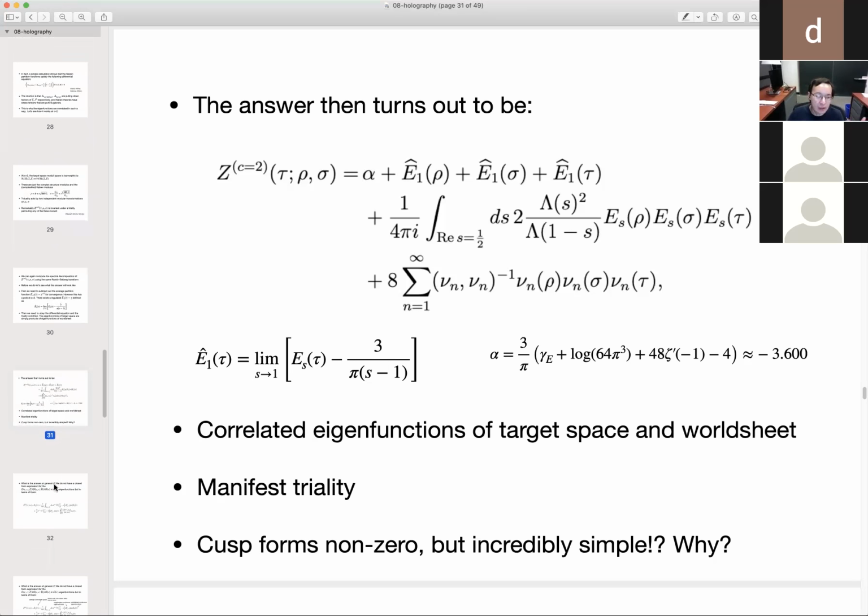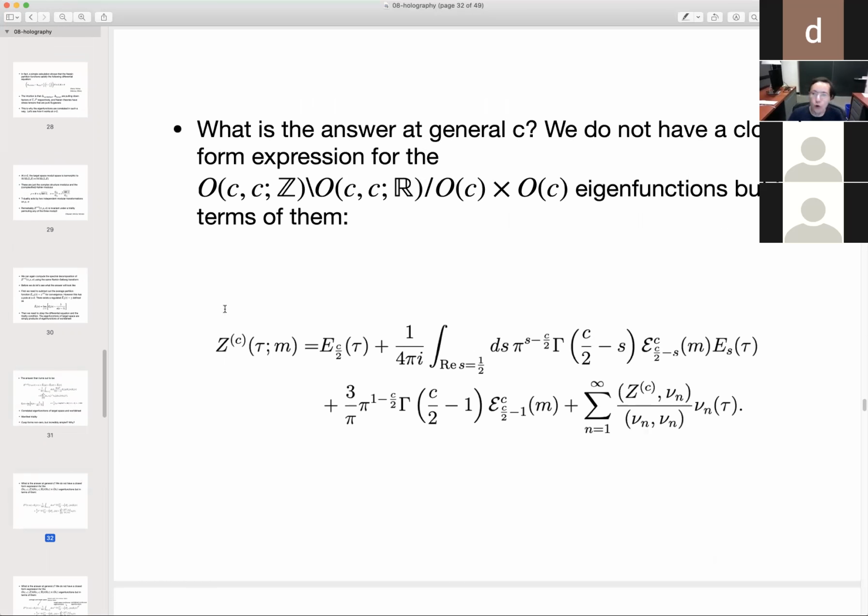Okay, so now that we've warmed up with c equals 1 and c equals 2, let me say what the general c answer is, to sort of bring it all together. With c equals 1 and c equals 2, we wrote the answer in terms of eigenfunctions of the Laplacian of the worldsheet and target space, and we'll have to do this for general c. Unfortunately, I don't know if in the math literature they've computed closed form expressions for the target space eigenfunctions.